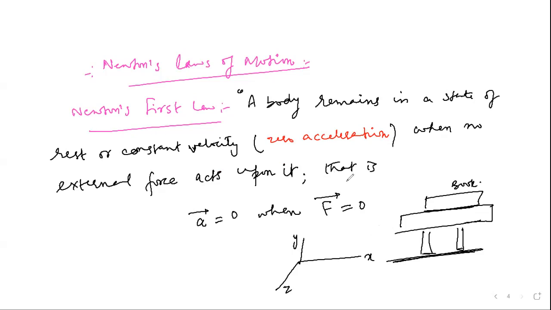Or if it is moving with some constant velocity, that means if some body is moving at some speed in some direction, constant velocity contains constant speed as well as constant direction of motion. So if there is a body which is going at some speed in a certain direction and there is no force acting on it, it will continue to do so. Its speed will not change, its direction of motion will not change, right?